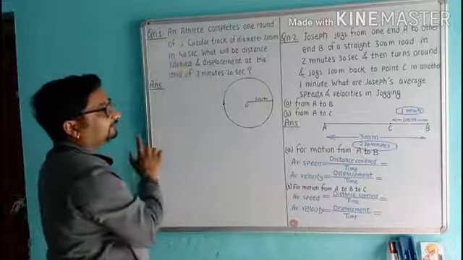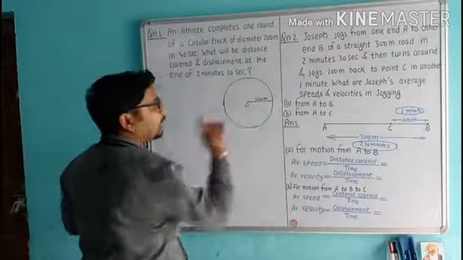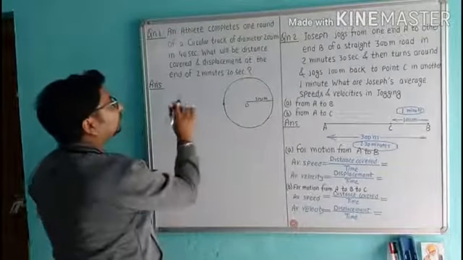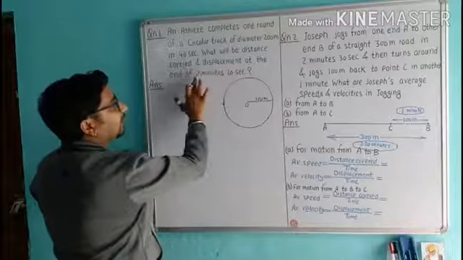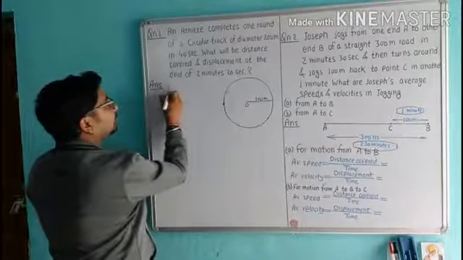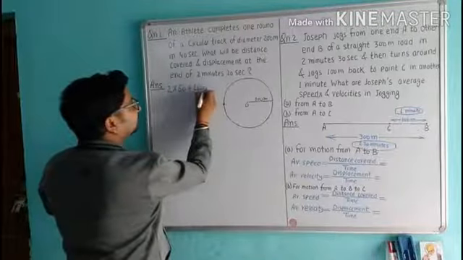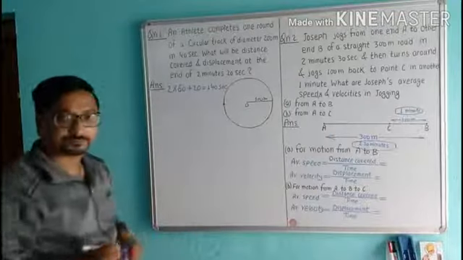So, in 40 seconds, the athlete completes one round of this circular track. We have to calculate distance and displacement after 2 minutes 20 seconds. 2 minutes 20 seconds means 2 into 60 plus 20. That means after 140 seconds.